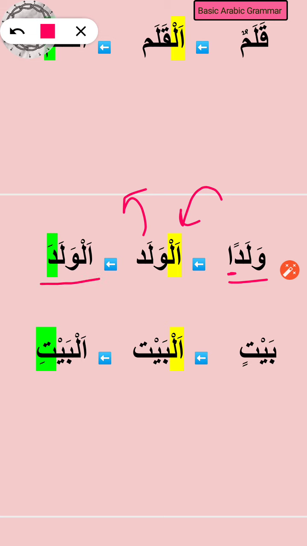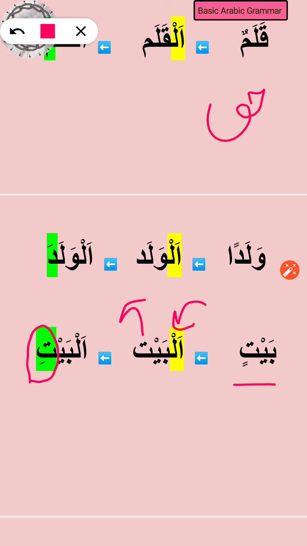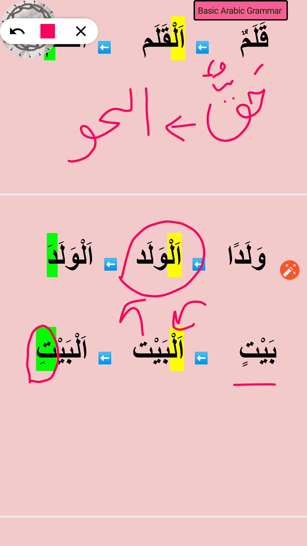For example, let's just say we have haq, haqun. This would become, now I'm going to skip this middle step, and we're going to write it directly. Al-haqu, al-haqu. Haqu. So a truth, this is a truth and the truth. Haqun, al-haqu.